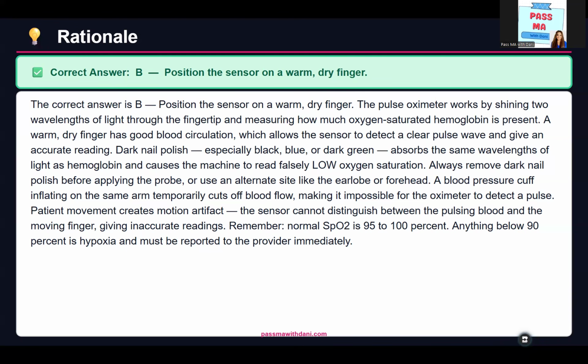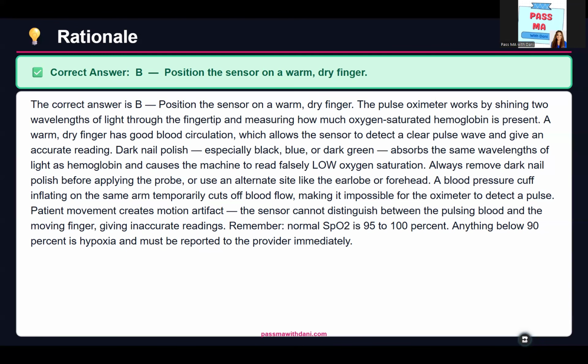Another thing to remember as well is that if your patient has cold hands, this can also affect the reading. Check the capillary refill on your patient's hands. If their hands are cold, this is going to mean poor circulation. Poor circulation is also going to lead to an inaccurate reading. It may not pick up the oxygen saturation at all, or it may give an actual lower reading than what your patient's pulse ox is.